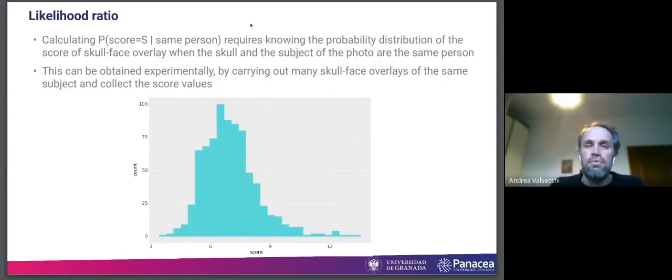Technically, we need to calculate the probability distribution of the score of the overlay when the skull and the face belong to the same person. This can be measured experimentally, and luckily in the experimental study that I mentioned before, we did exactly that. We made a lot of skull-face overlays, so we can just measure the scores obtained by those automatic overlays, and we get this kind of histogram.